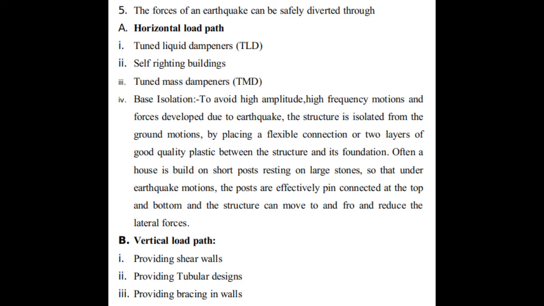The forces of an earthquake can be safely diverted through the primary load paths, for example the horizontal load path and the vertical load path. Under the horizontal load path, number 1 is tuned liquid dampers, known as TLD. Number 2, self-righting buildings. Number 3, tuned mass dampers, TMD. And number 4, the very important one, is base isolation. I will elaborate on base isolation.